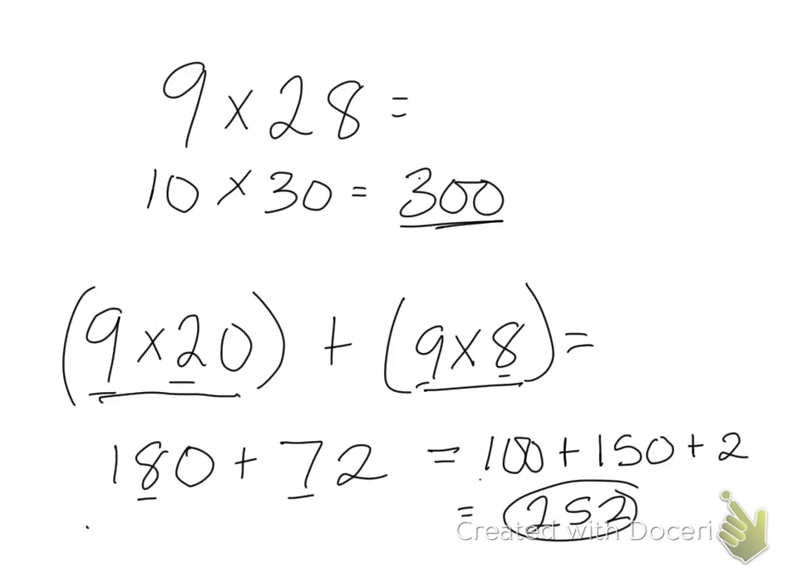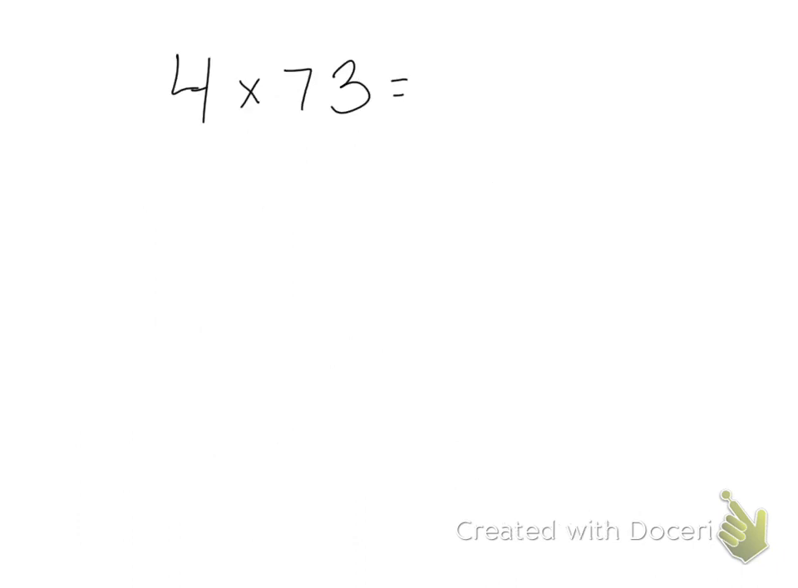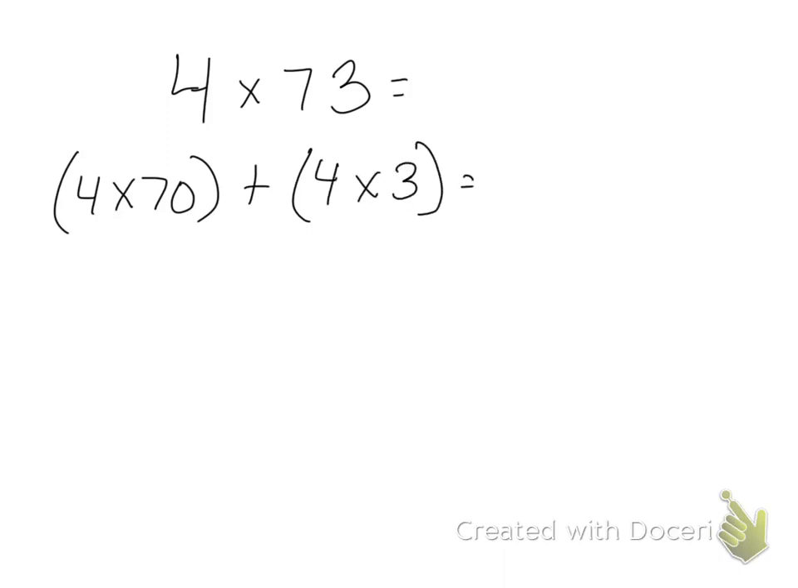All right, let's do another one. 4 times 73. Well, this is the same as 4 times 70 plus 4 times 3. 4 times 70 is 280 plus 4 times 3 is 12. 280 plus 12 is 292.